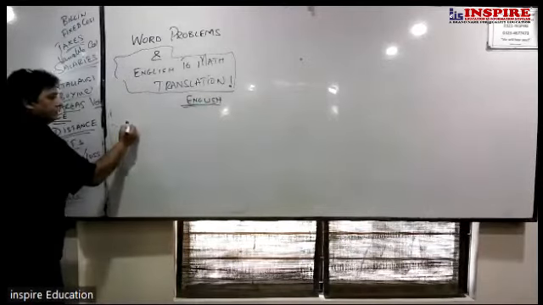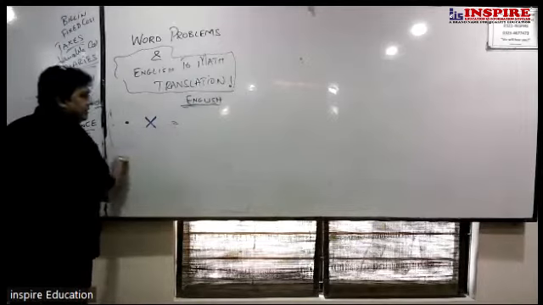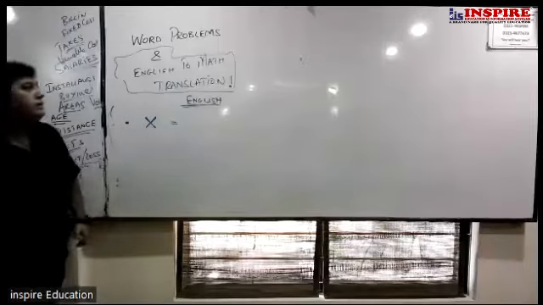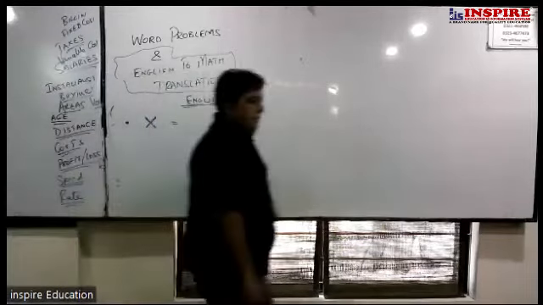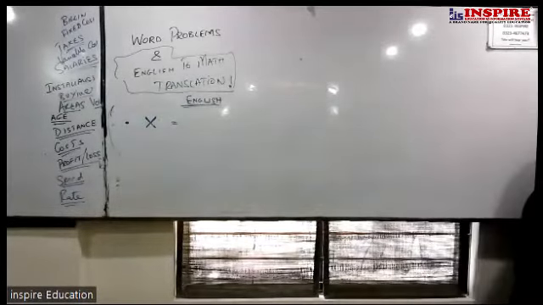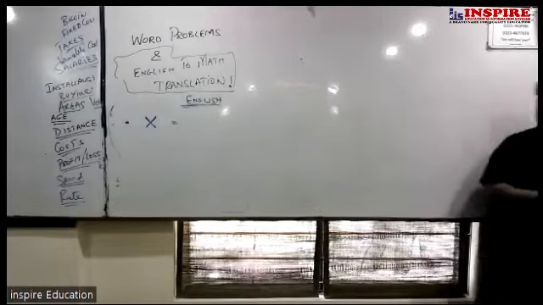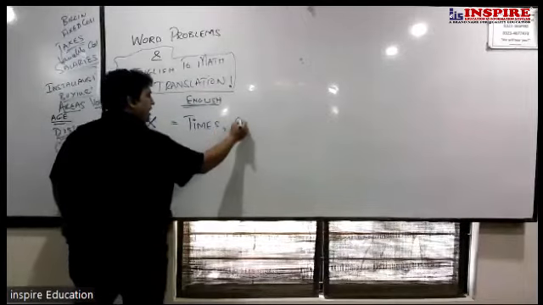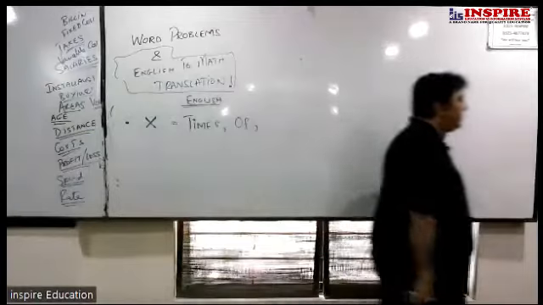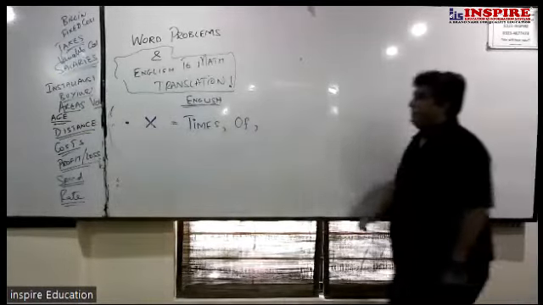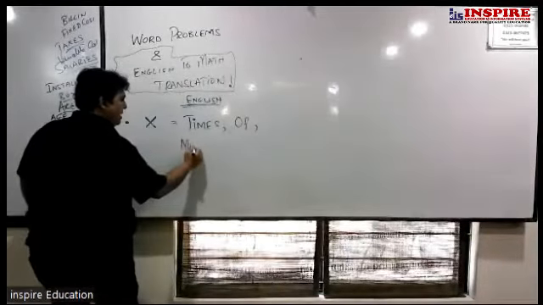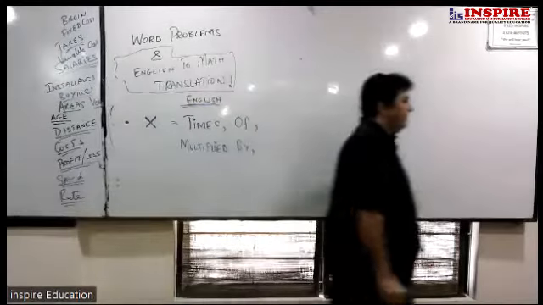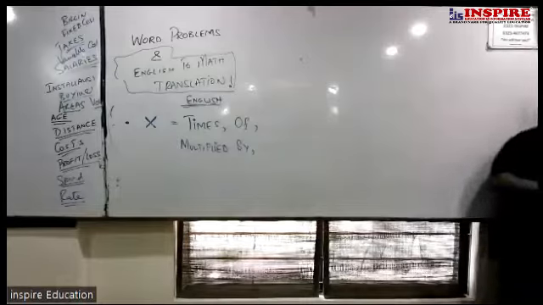The next dot is called dot. Or in other words, what we call multiply. Where all do you use this? Let's go to the first word. Write down the first word. Times. Of. Multiplied by. Product of.